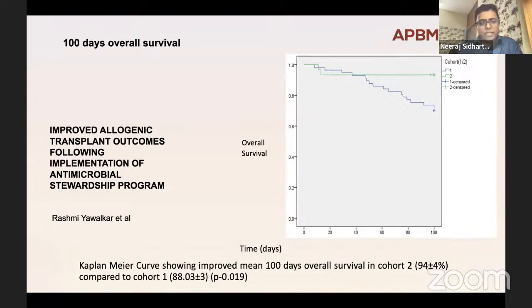Just a word about another stewardship program that we had, both for antifungal and antibacterial use, in the transplant unit, the bone marrow transplant unit. This was also led by the clinical pharmacy team. Last year we presented this at the Asia Pacific bone marrow transplant meeting. We compared with the retrospective cohort, and as you can see, after implementation of the antimicrobial stewardship, it showed a significant improvement in 100-day survival compared to the earlier cohort.